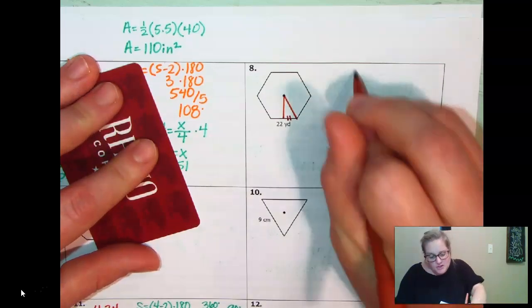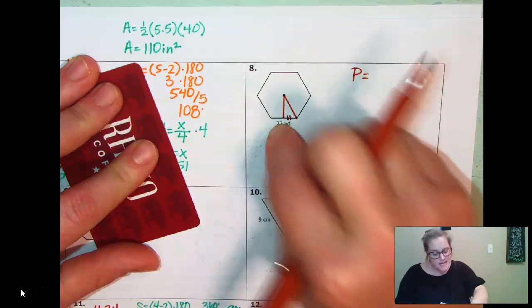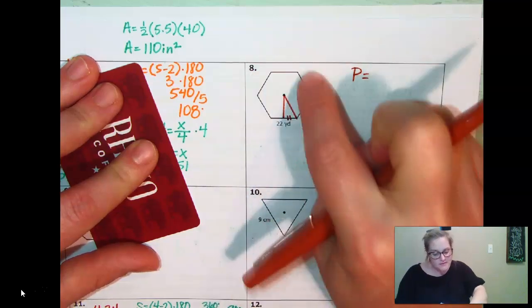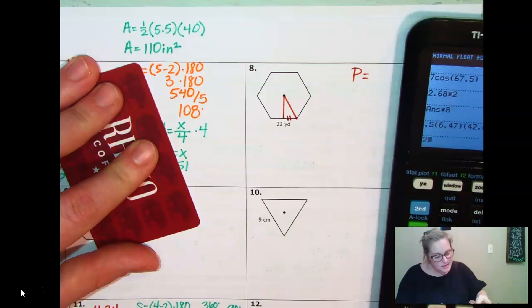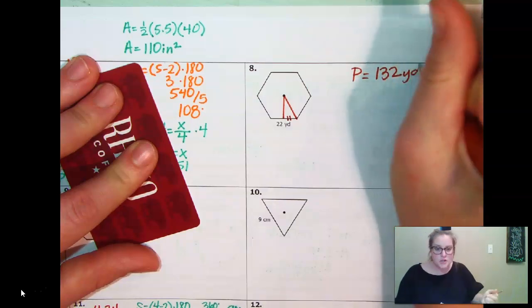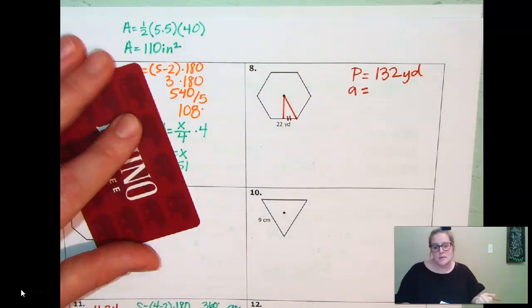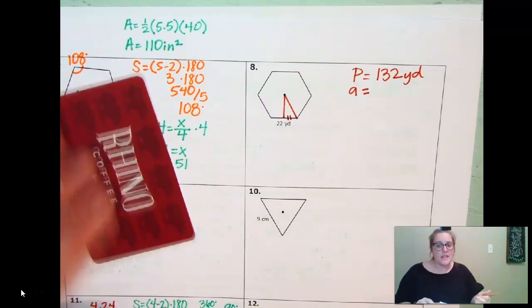You can find your perimeter because you just have to multiply 22 times the number of sides. 1, 2, 3, 4, 5, 6. So 22 times 6 is going to give you 132 yards. That's your perimeter. You have to find the apothem. Remember, to do that, you have to start out by finding the degrees.